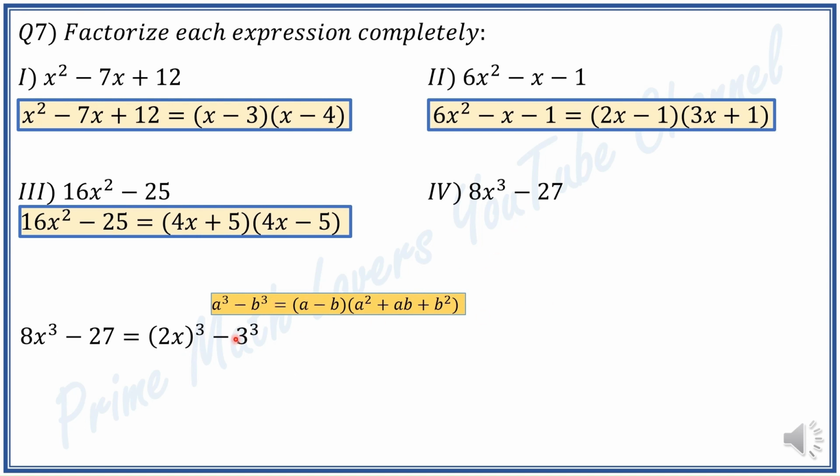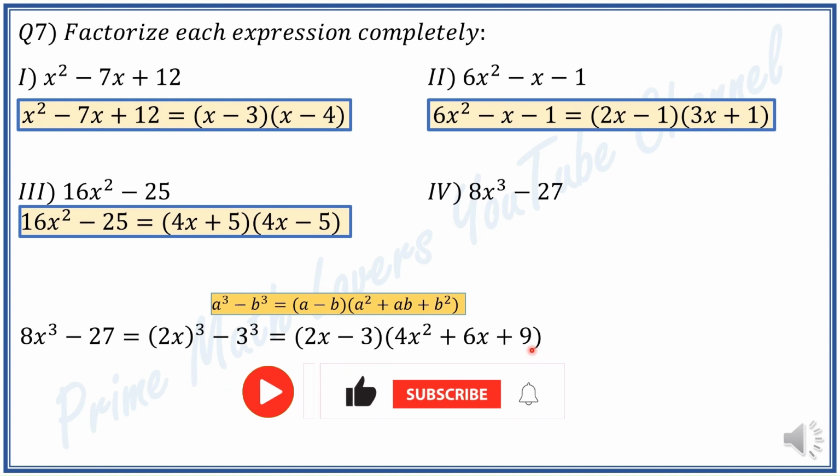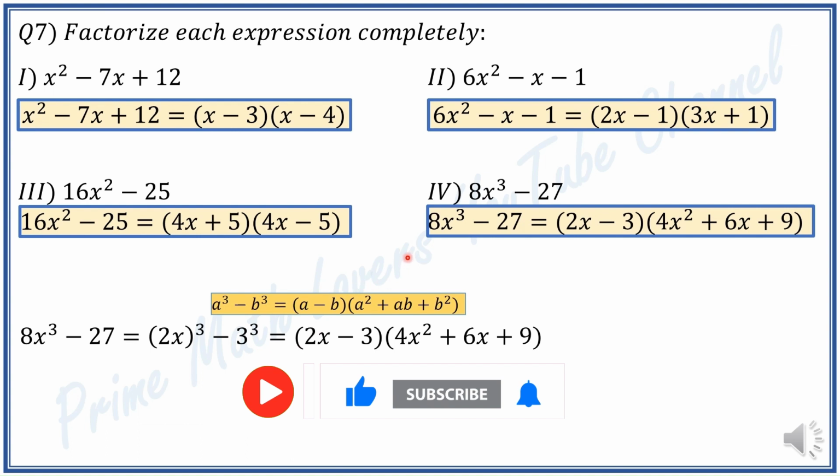So we apply this identity into this. So we will get 2x minus 3 times 2x squared, which will be 4x squared, plus ab, which is 2x times 3, which will be 6x, and plus b squared, which is 3 squared, which will be 9. So part 4 is solved as well, and 8x cubed minus 27 is equal to 2x minus 3 times 4x squared plus 6x plus 9.